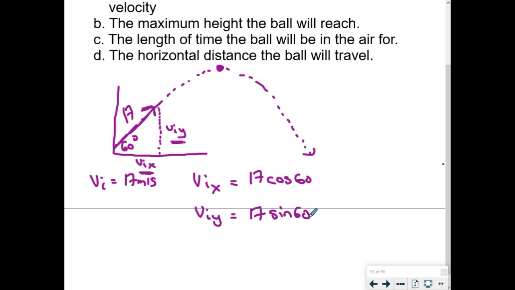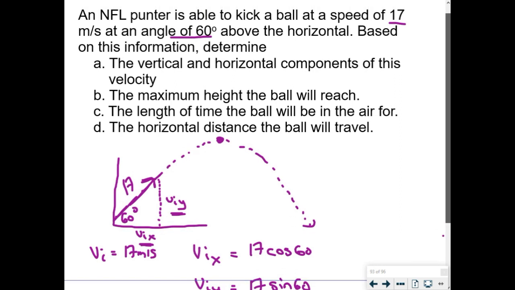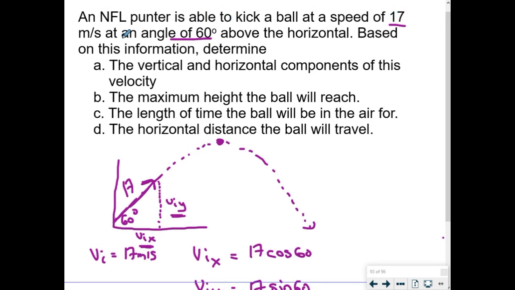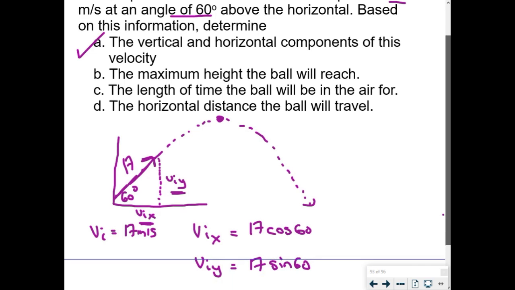Now, in theory, I could find these numbers and save them in my calculator, but another trick I want to show you is I'm just going to leave them as this from now on. So I actually know VIX and VIY. That's actually all I was given, though. I was given a speed of 17 meters per second, and I was given the angle. Now, we've already solved part A, though. It asks for the vertical and horizontal components of the velocity. We have those, so we're done that.